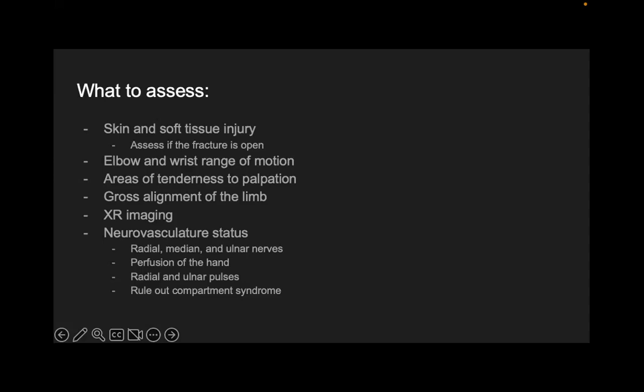Okay, so we said pulselessness, pain out of proportion, paresthesia, numbness, tingling. What else? Okay. And then sometimes you'll see pain with passive extension or passive range of motion. Sometimes not directly on palpation, but if you start passively moving the extremity and there's severe pain, again, a good indication. Okay.